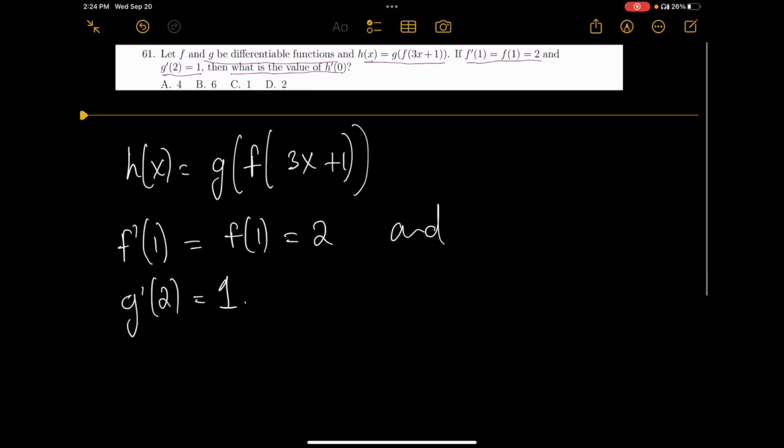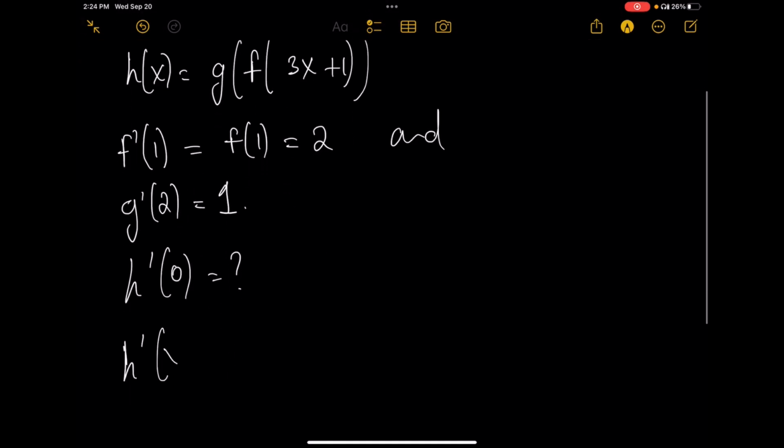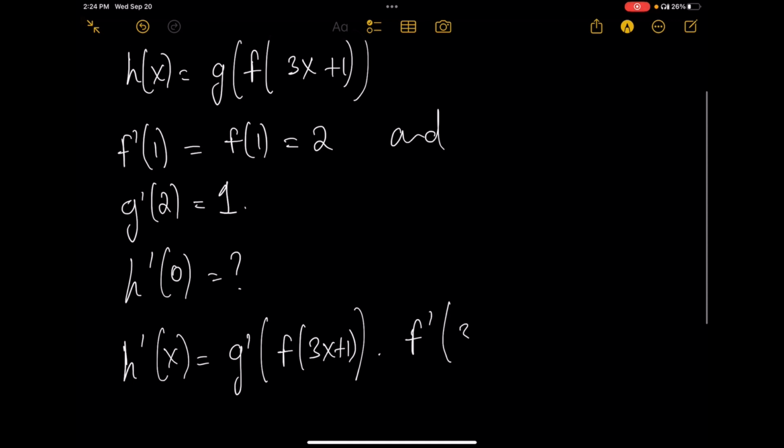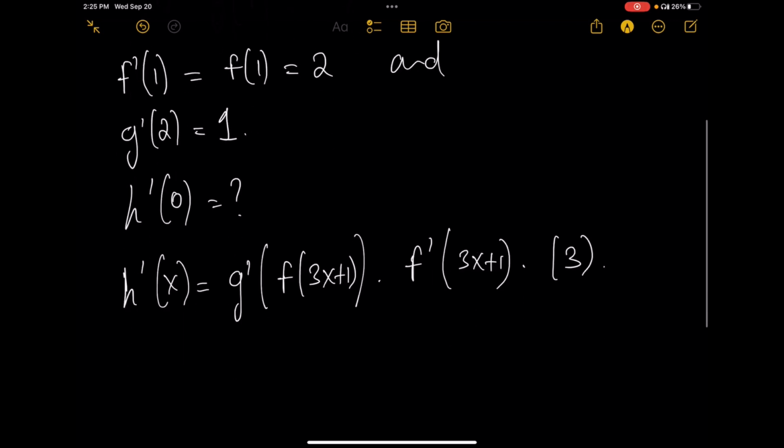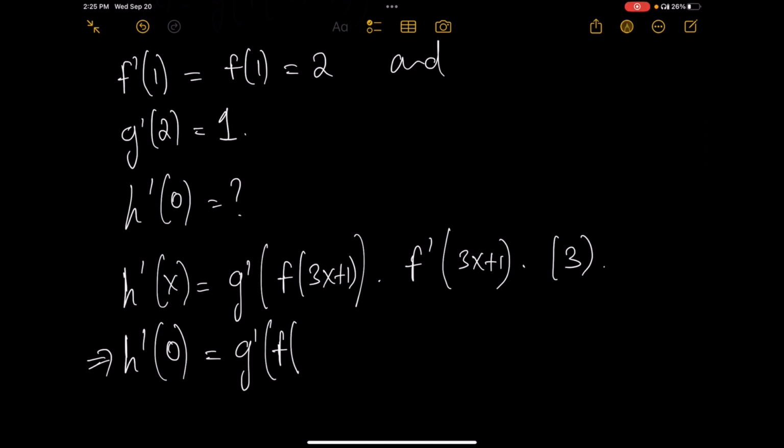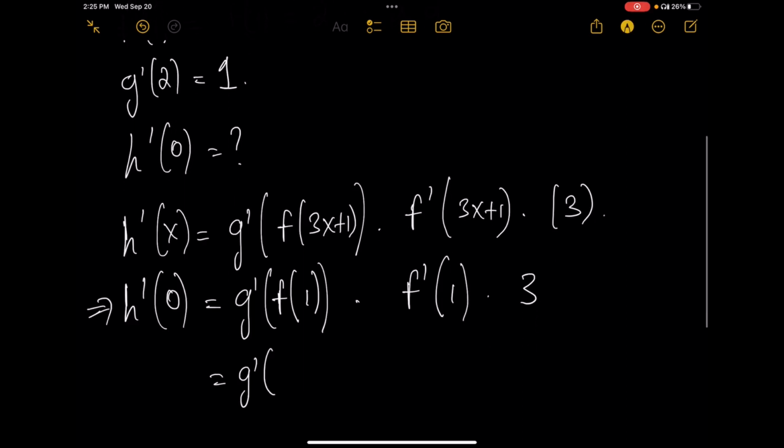The question is what is h derivative of 0. First, what is h derivative of x? By the chain rule, it will be g derivative of f of 3x plus 1, times f derivative of 3x plus 1, times the derivative of 3x plus 1, which is 3. Now we are asked for h derivative of 0. This is g derivative of f of 3 times 0, that is 0, 0 plus 1 is simply 1, times f derivative of 3 times 0 plus 1, which is 1, times 3.